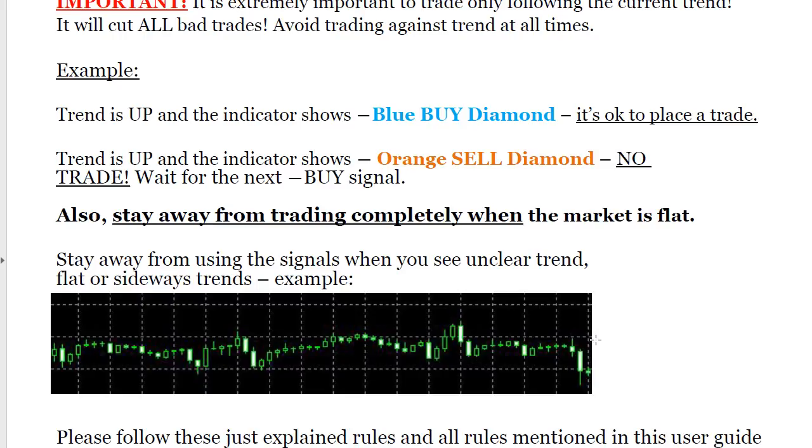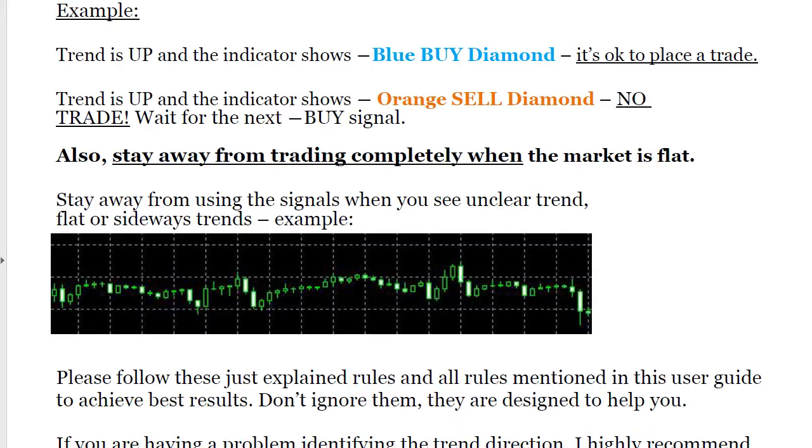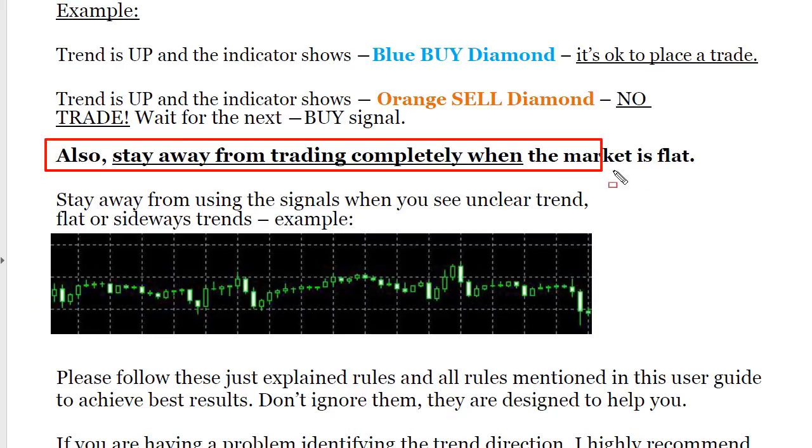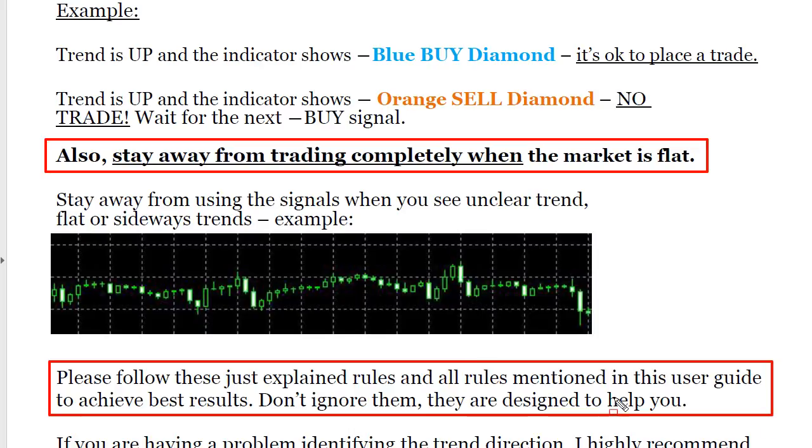And what's really great about the Pip Wizard is that in the PDF itself, it tells you to stay away from trading completely when the market is flat, like this. So you see this here. He's right. Please follow these just-explained rules as mentioned. Don't ignore them. They're designed to help you.